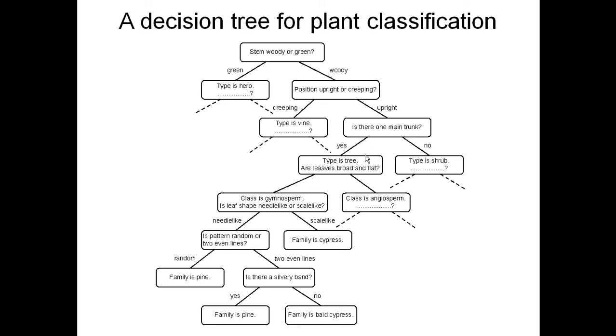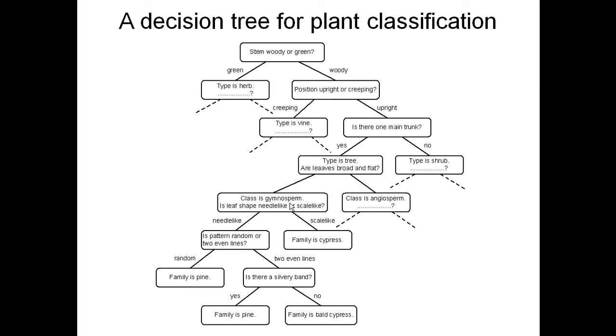If the answer is no, we know it's a shrub. If the answer is yes, we know it's a tree. So now we've concluded that the type is tree, and we can start asking questions that narrow down the class. Are the leaves broad and flat? If the person says yes, then we conclude that the class is gymnosperm.